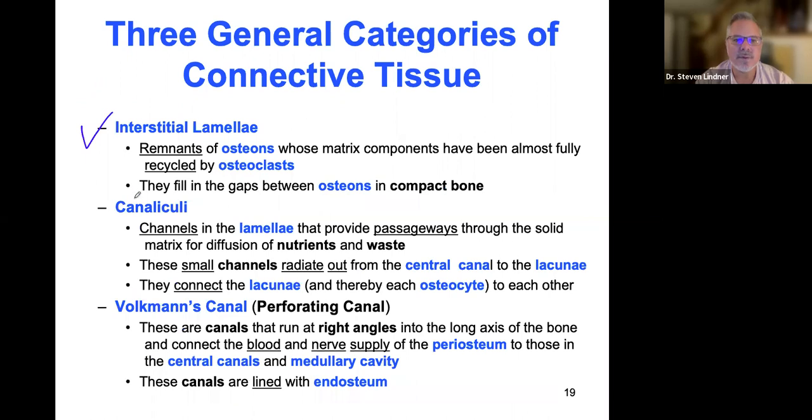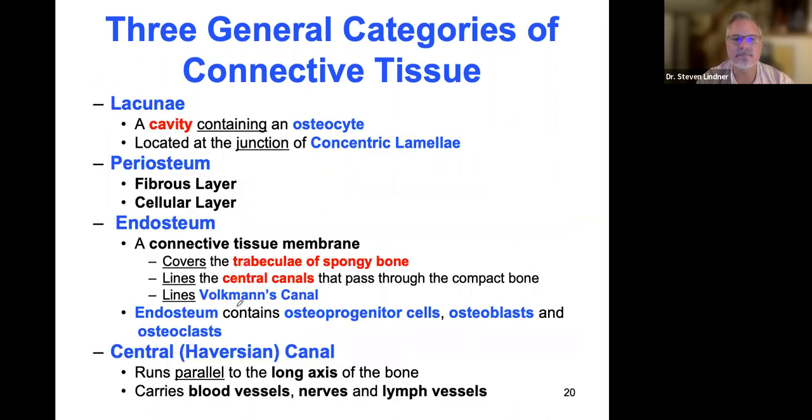We also went over the canaliculi, which are those spider-like legs that come off of the lacunae. We went over the Volkmann's canal or the central canal. We went over the lacunae or the cavity that houses the osteocyte. We went over the outer layer of bone called the periosteum, the inner layer of bone called the endosteum.